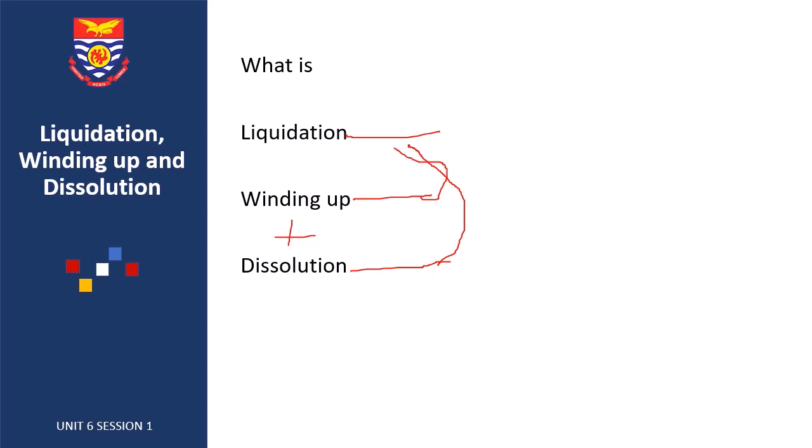Remember, both solvent and insolvent companies can undergo liquidation. An insolvent company means a company that is not able to pay its debts when they fall due, or a company whose liabilities exceed its assets. That's an insolvent company.